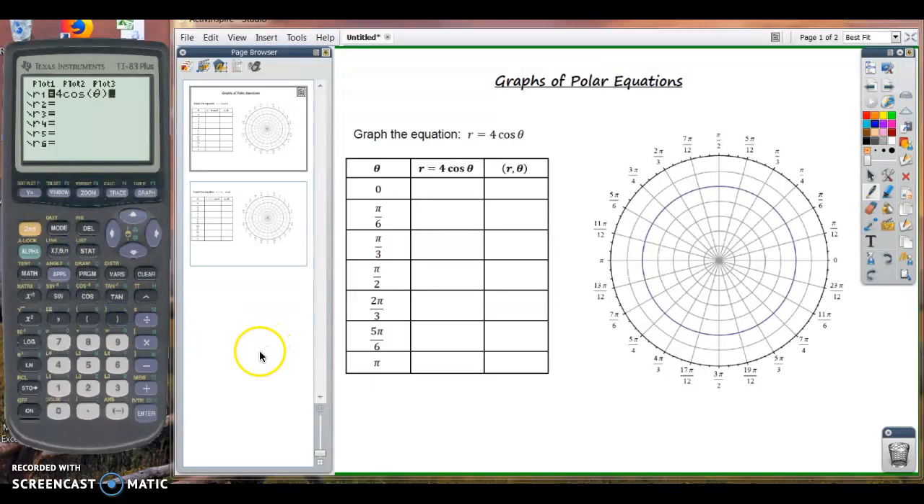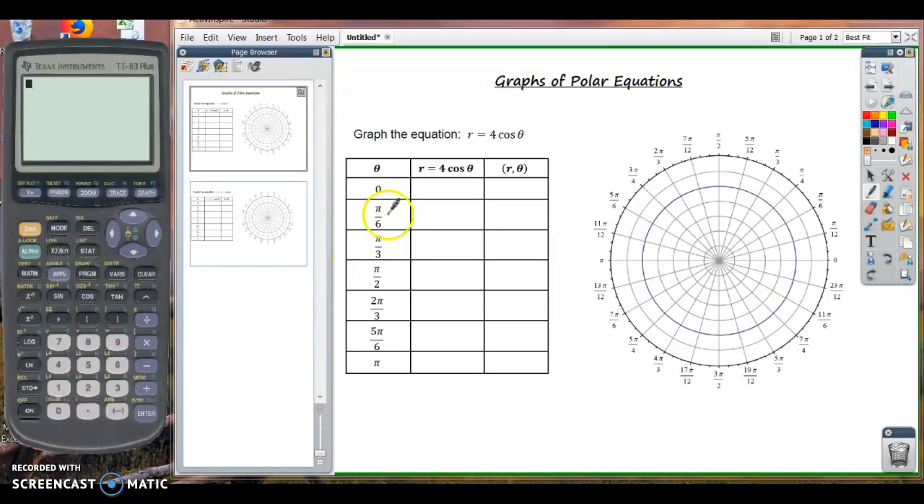One thing you want to make sure when you're doing this is that your calculator is in radians. So in the mode menu, you want to go down to radians and press enter, so that you are in radian mode.